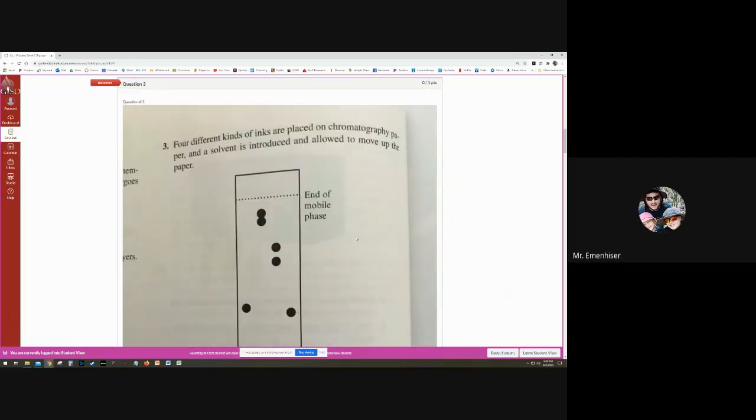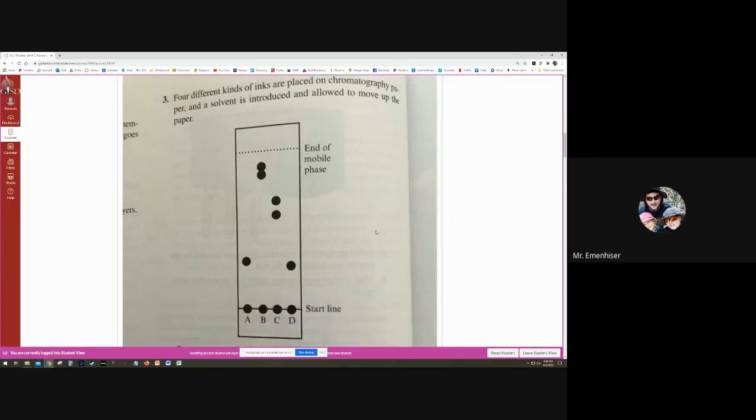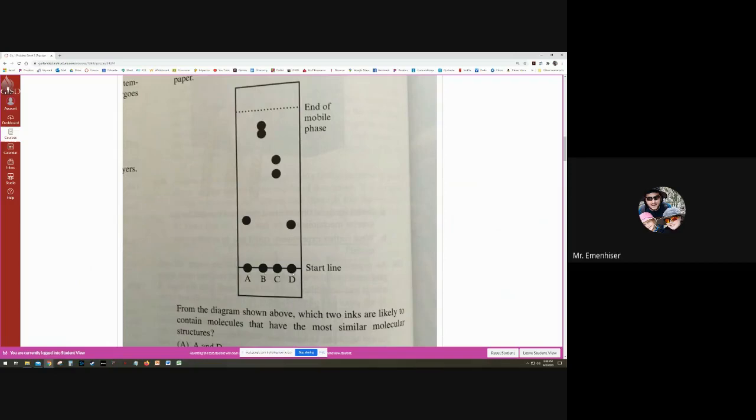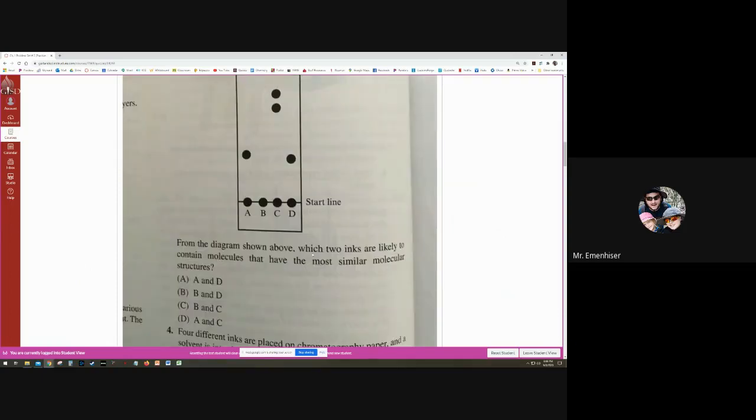4 different kinds of inks are placed on chromatography paper, and a solvent is introduced and allowed to move up the paper. Okay, so imagine that this is ink, and the ink is going to spread, and this is as far as it gets. So 4 different compounds are going to produce these ink spots. So this is the start, this is the finish. From the diagram shown above, which 2 inks are likely to contain molecules that have the most similar molecular structures?